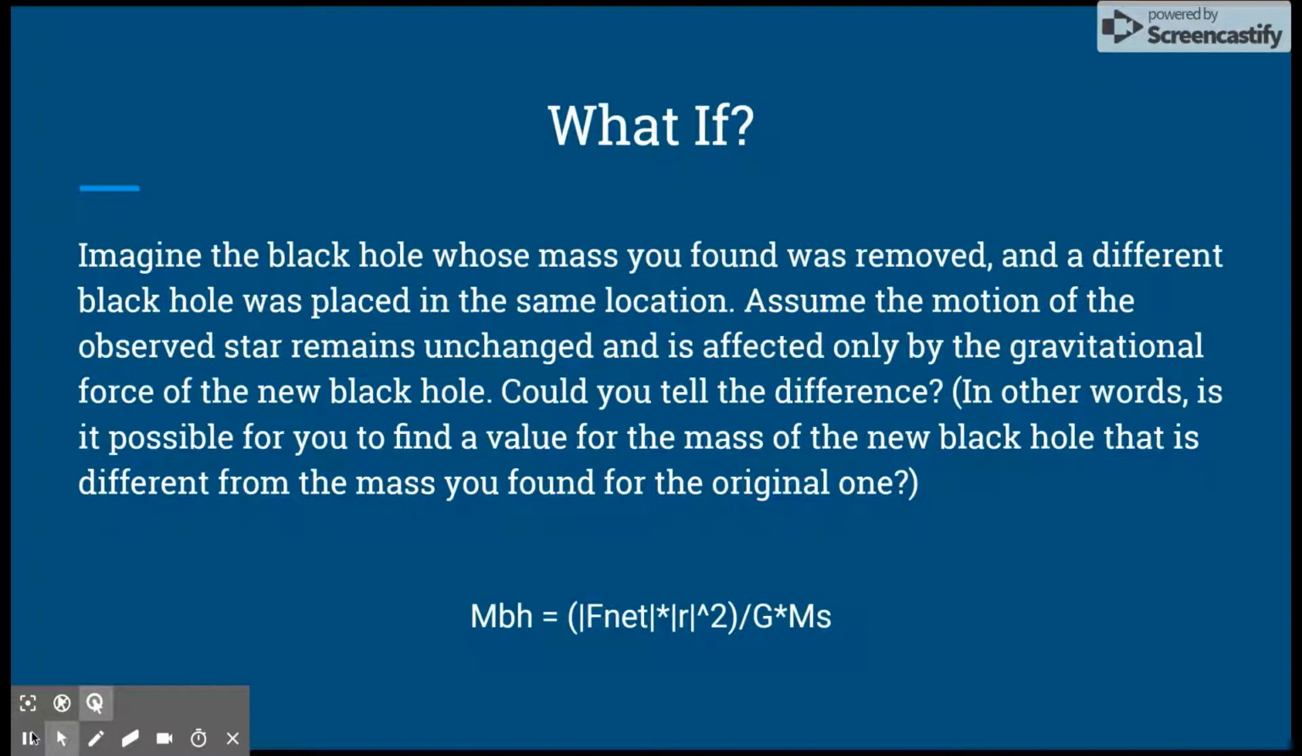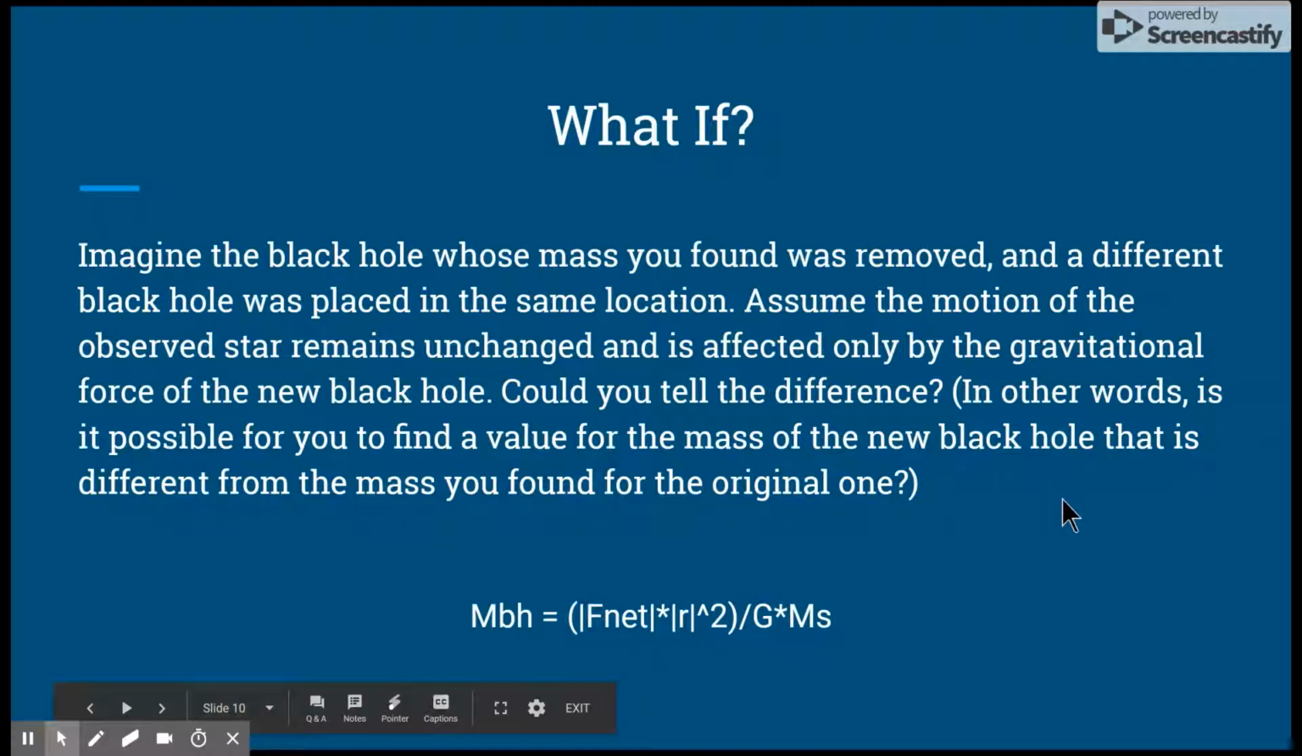To answer the what if question, since the motion of the star remains unchanged in terms of its position and velocity vectors, it would technically be impossible to estimate a new mass of the black hole that would be different from the original estimation. Using the universal law of gravitation expressed in terms of the mass of the black hole, all the values in the formula would be the same as the original ones.